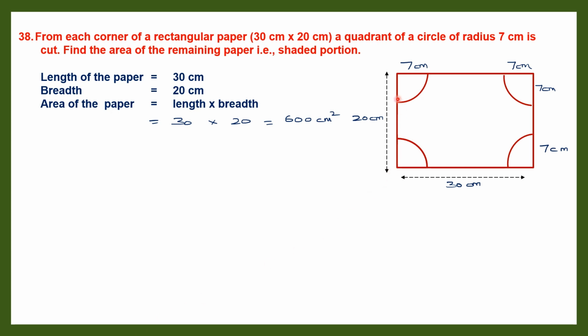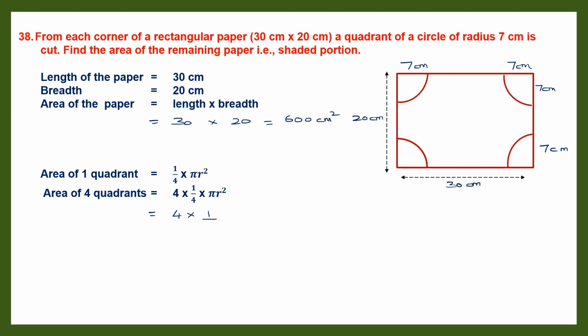Now we have to find the area of the 4 quadrants. What is the formula to find the area of a quadrant? Area of one quadrant is 1 by 4 into pi r square. Okay, so this is the area of one quadrant. So if we have to find the area of 4 quadrants, it will be 4 into 1 by 4 into pi r square. So let's work this out and see what we get. So that is 4 into 1 by 4 into pi is 22 by 7 into r square, that is r into r, and r we know is 7 centimeters, 7 into 7.